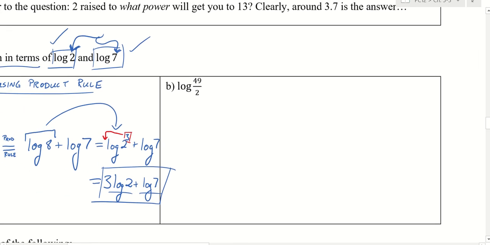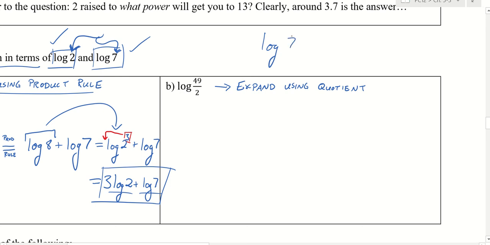The goal is the same, so we want to take this logarithm and we want to express it in terms of log 2 and log 7. So again, we're going to have to expand this. Our goal is to expand. But it doesn't look like we can use the product rule here. So let's use the quotient rule. I mean, technically we could use the product rule on that 49, but because the 49 is really just 7 times 7. Technically, you can always be using the product rule, right?